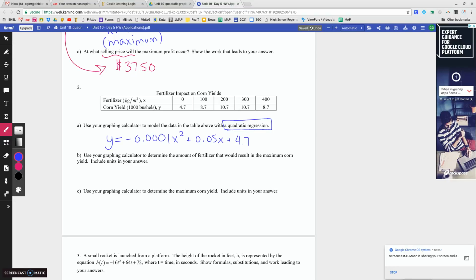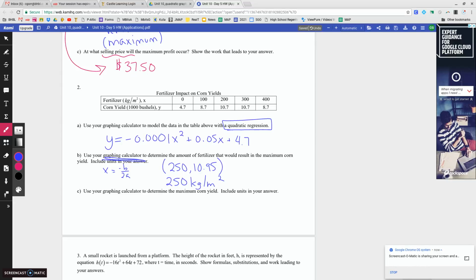Now it says using my graphing calculator, determine the amount that would result in the maximum corn yield. I could use my formula, x equals negative b over 2a, but it does say using my graphing calculator. So I will be looking for my maximum corn yield. Once I do that, I find a maximum point of 250 and 10.95. Just like I did before, I'm looking for the amount of fertilizer. So the amount of fertilizer I would need is 250, and this is kilograms per meter squared.